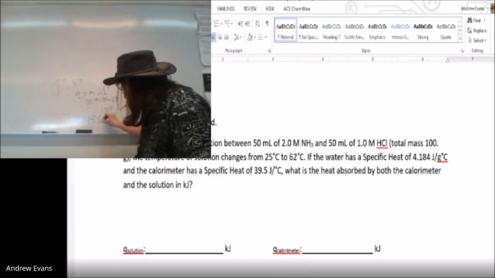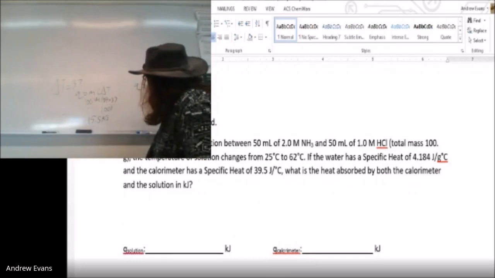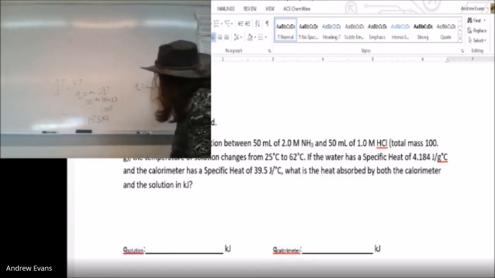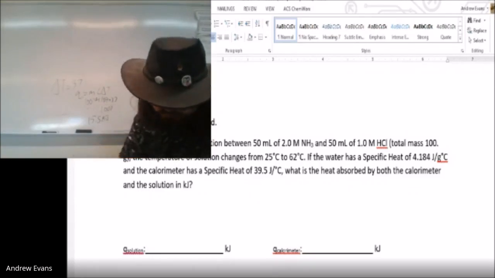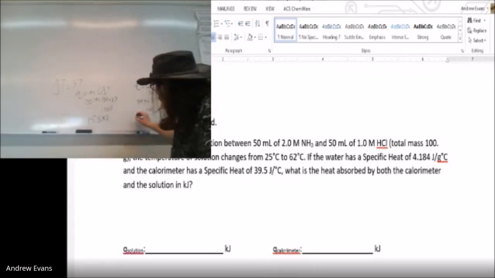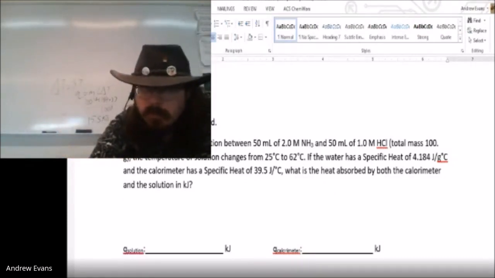For the calorimeter, it's just going to be Q equal to C cal times delta T, divided by 1,000, which is going to be 39.5 times 37 all over 1,000. And so you would get about 1.46 kilojoules. So those would be the answers for problem 5.